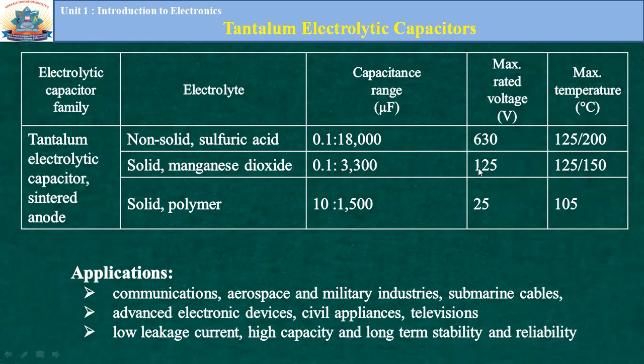We can maintain 125 volts across this particular capacitor, and the operating temperature it can withstand is 150 degrees Celsius. Then with solid polymer as the electrolyte, it offers a 10 to 1500 microfarad capacitance range, along with which 25 volts can be applied or maintained, and the maximum temperature it can withstand is 105 degrees Celsius.